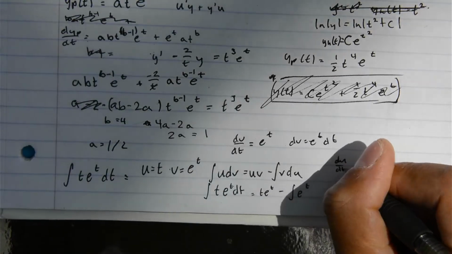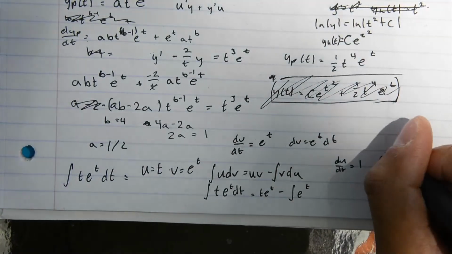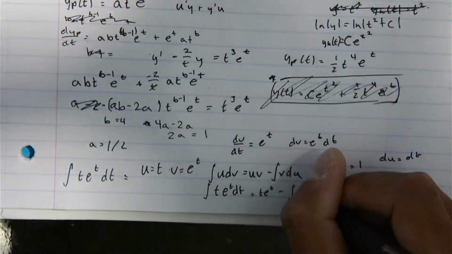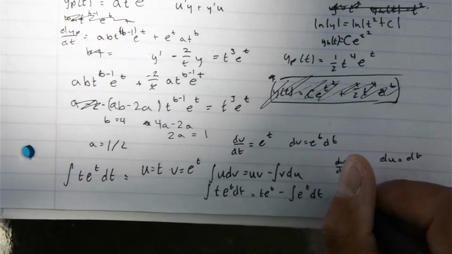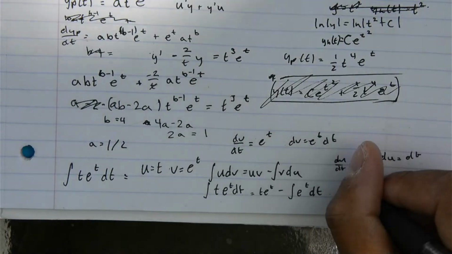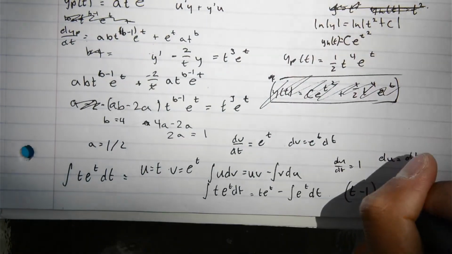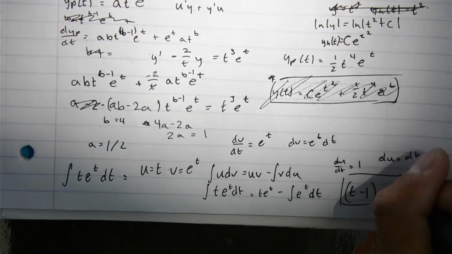du/dt is equal to 1, so that means that du is equal to dt. So this is just dt, and the integral of e to the t is just e to the t, right? So we're going to get (t minus 1) times e to the t. So this is the integral.